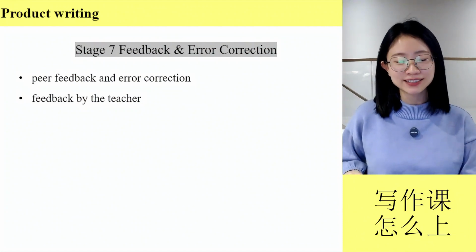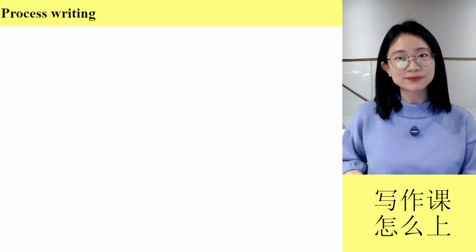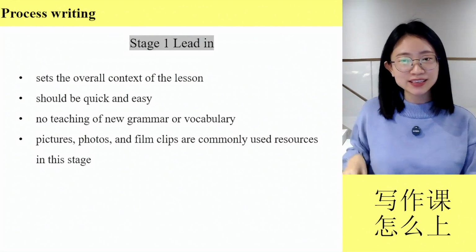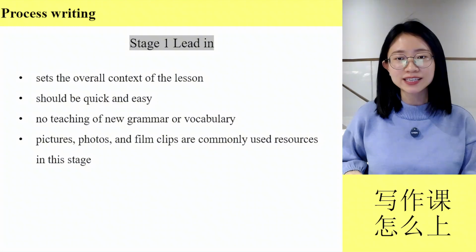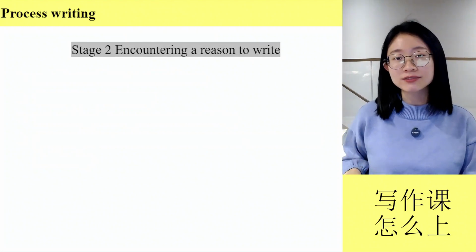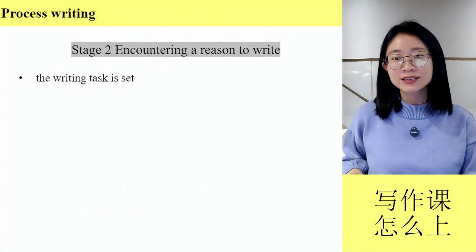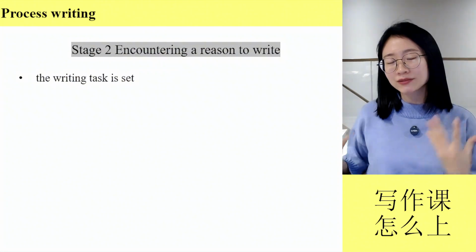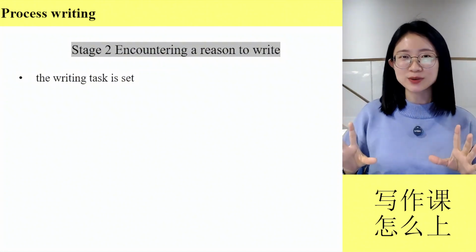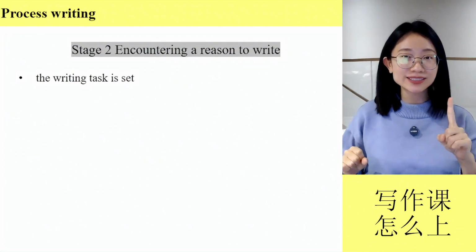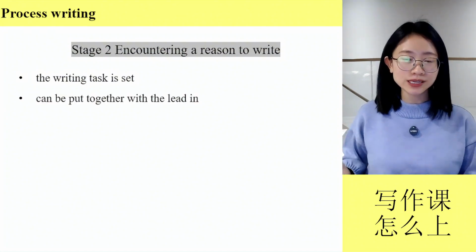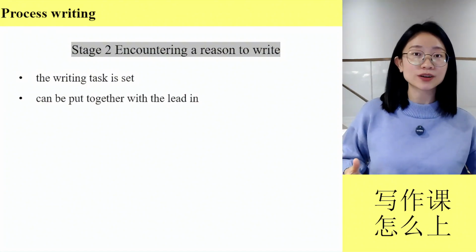Now let's have a look at process writing. The first one is, of course, the same, lead in. So everything is basically the same. You can just take a look. And for stage 2, it's called encountering a reason to write. Well, here is where the writing task is set. Actually, this part is pretty simple, and sometimes you only need one sentence to talk about it. That's why we can put it together with the lead in part.